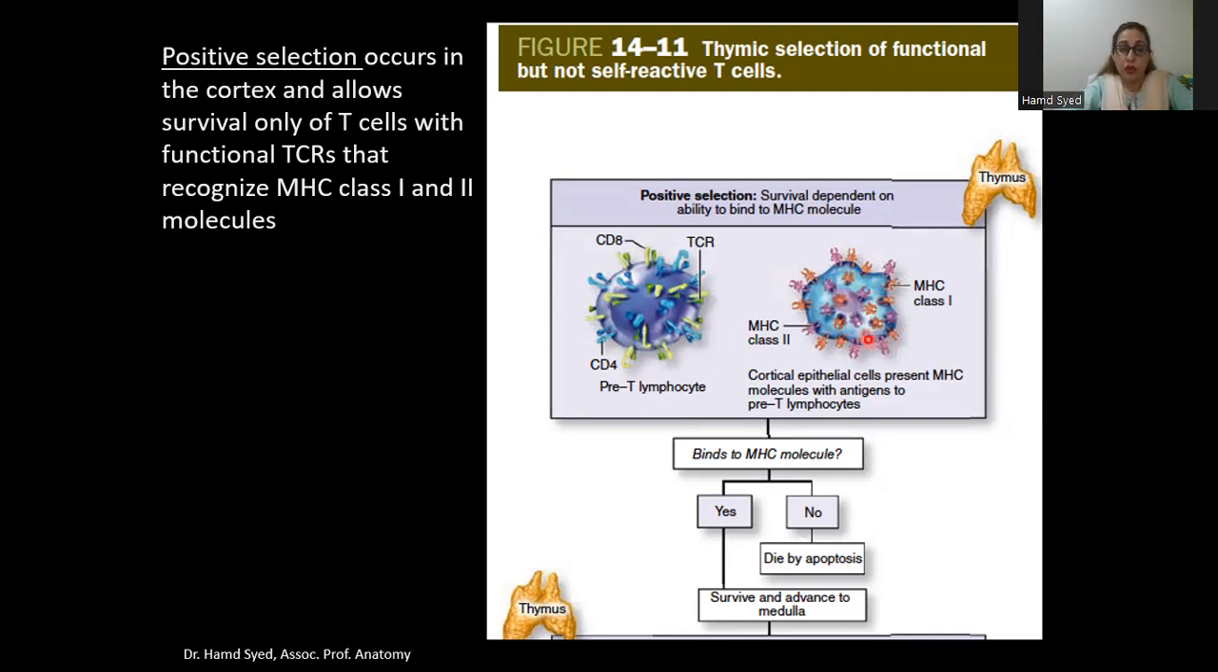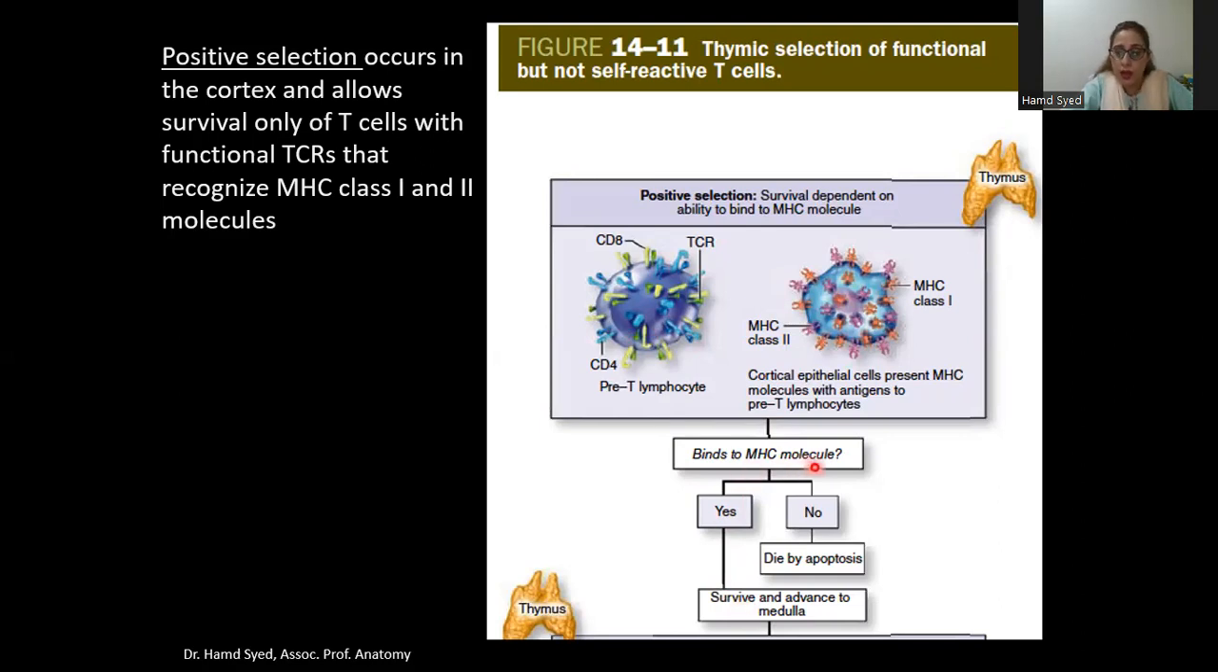In a very simple flowchart over here, if you follow the laser pointer, you can see that this is a pre-T lymphocyte, and it has T cell receptors, abbreviated as TCR. Now here it is brought into contact with the cortical epithelial cell that has the MHC molecules. Now, if this pre-T lymphocyte attaches and recognizes the MHC molecules, that means it binds to the MHC molecule, only in that case will it survive and then move inwards into the medulla.